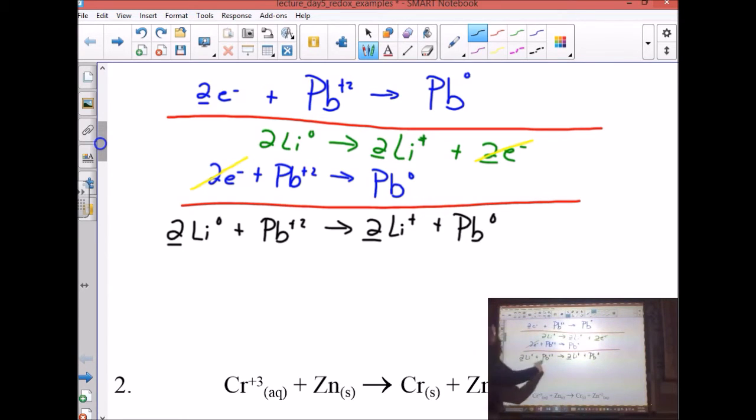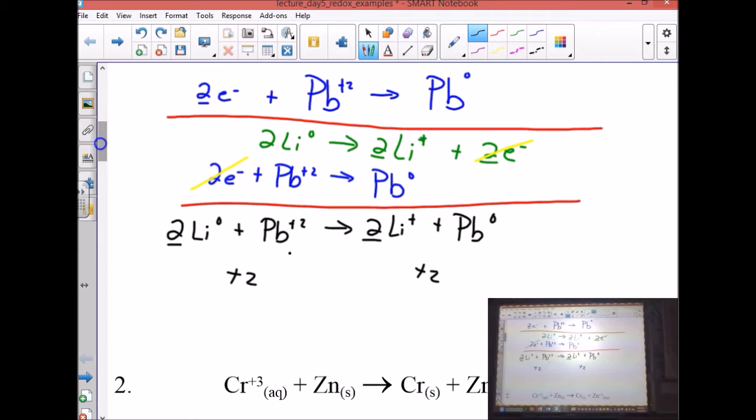So what's the total charge on the left-hand side here? We have 0 plus 2, so that's a total of a plus 2 charge. Here we have 2 times plus 1, which is plus 2 plus 0. So the charges are the same. That's the first check. Next check, I have 2 lithiums, 1 lead, 1 lead. I'm good. We didn't do that for the first one since they were 1 to 1.